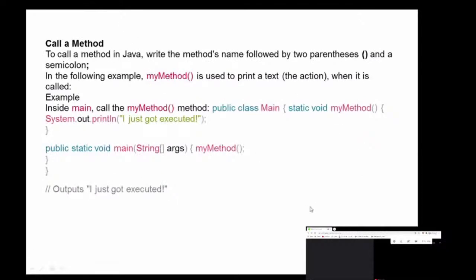Now, how do we call a method? So, to call a method in Java, you write the method's name followed by 2 parentheses and the semicolon. In the following example, my method is used to print a text or the action when it is called. Example, inside main, you call the my method. Again, the name of the method here is my method after the declaration of void.